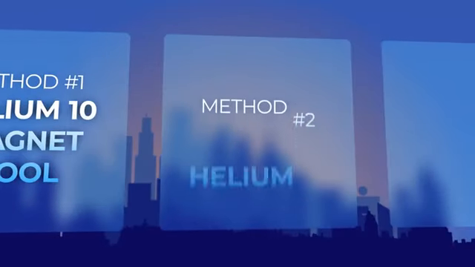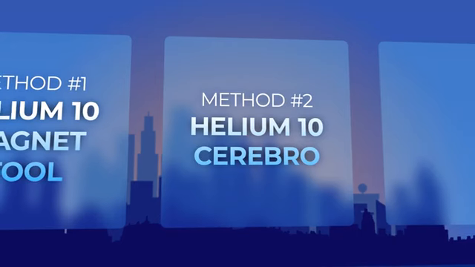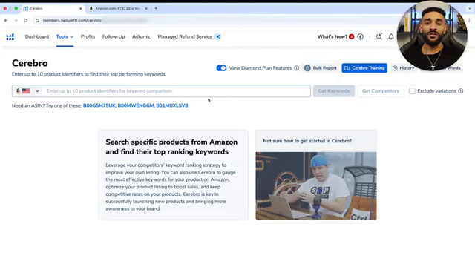For our next keyword research method, I'm going to be using Helium 10's Cerebro tool, and what this allows you to do is do a reverse ASIN lookup where I'm going to be able to identify the potential keywords that my competitors are using in their listing.